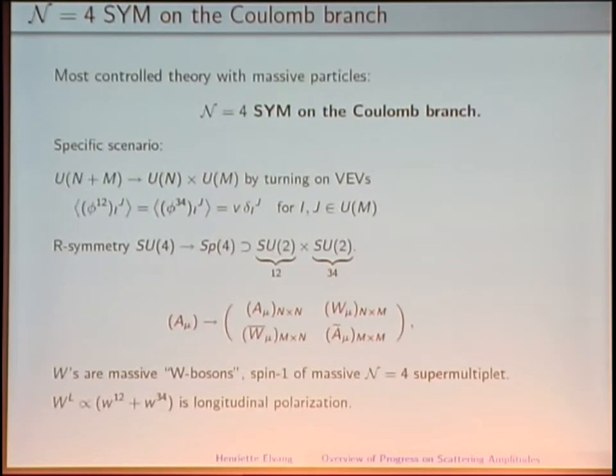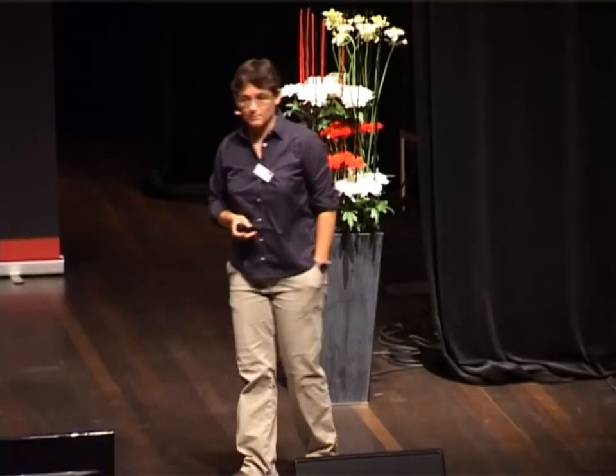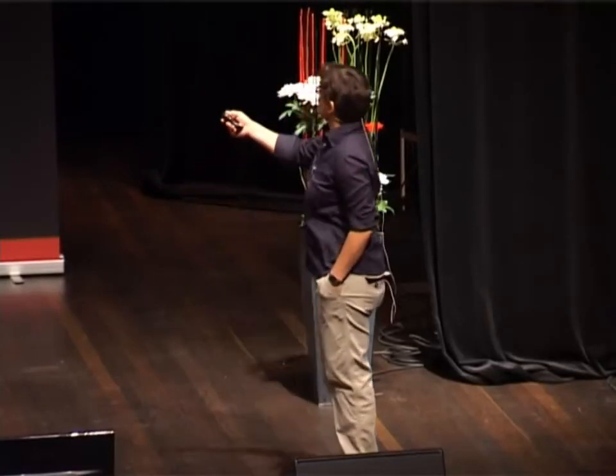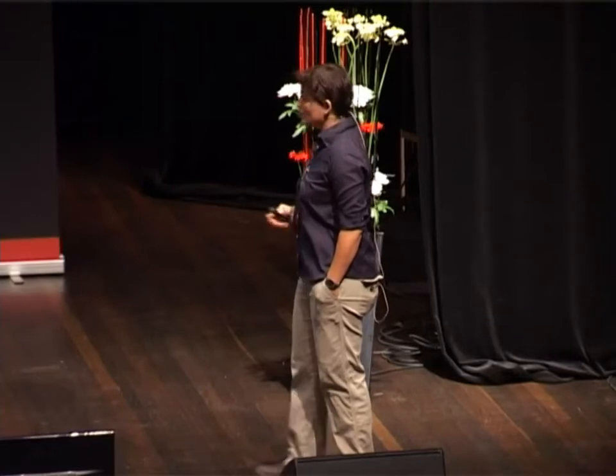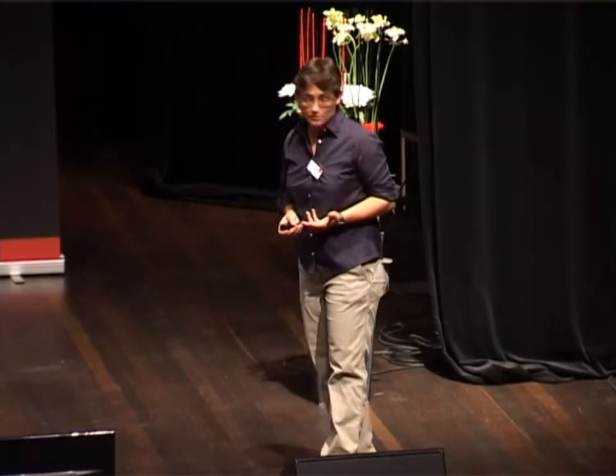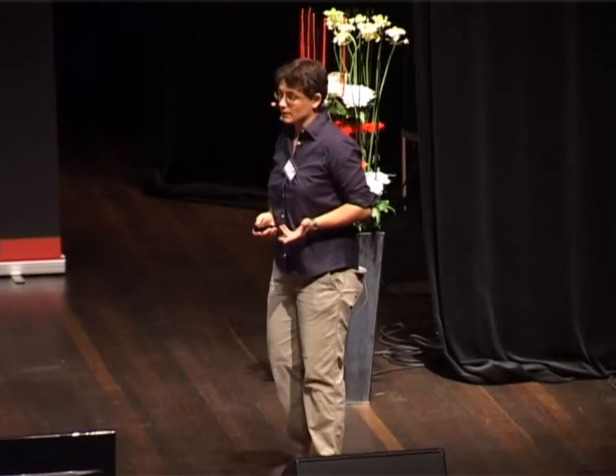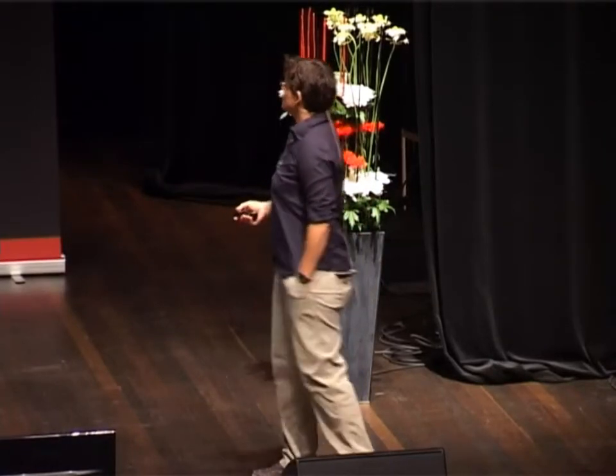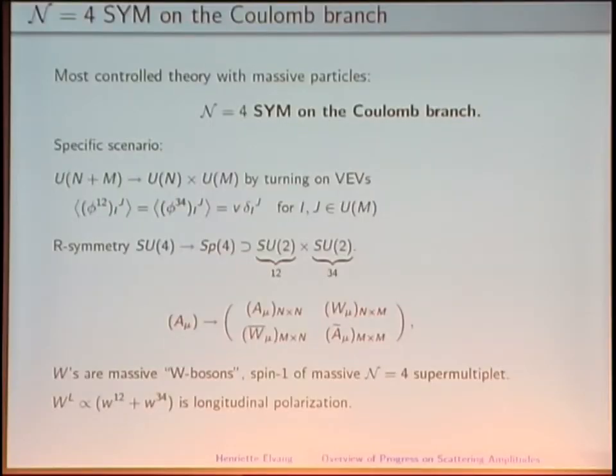Now, it's often said that when you turn on masses, the amplitudes just get really ugly, and too bad, you have to put it on a computer. But at least in this setting here of N=4 super Yang-Mills on the Coulomb branch, we have the most controlled setting for studying amplitudes with massive states, and there's certain hope that we can get simple results. So let me just set up a specific scenario for you.